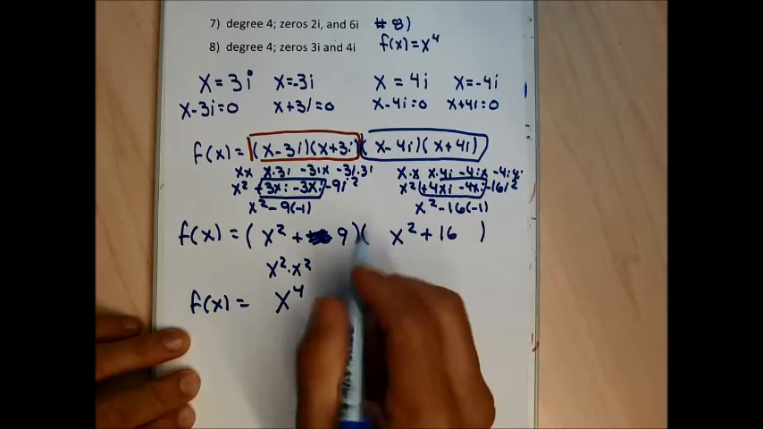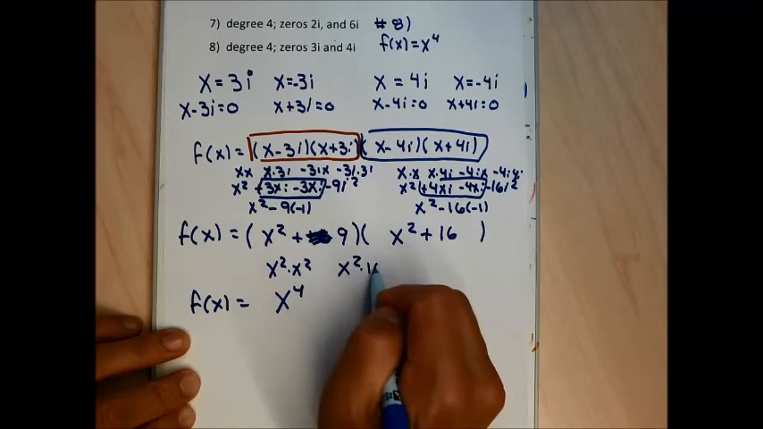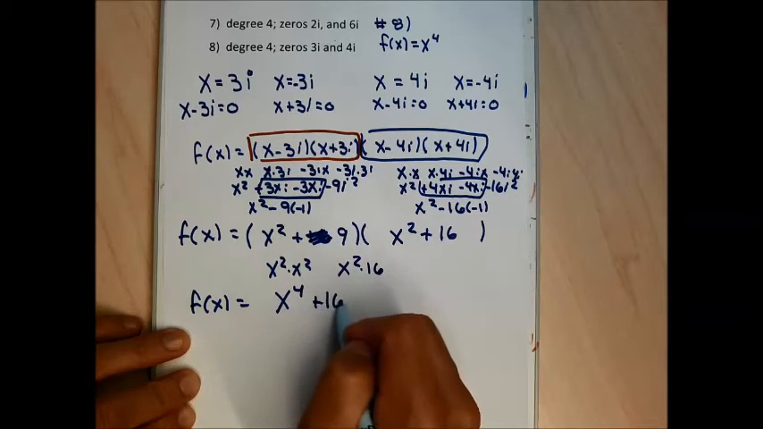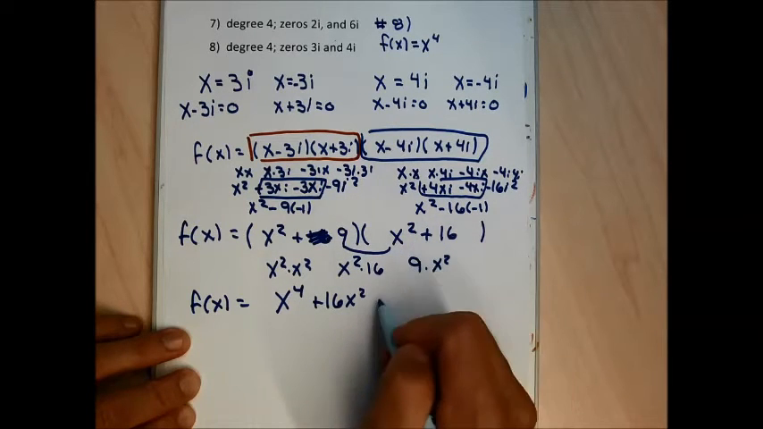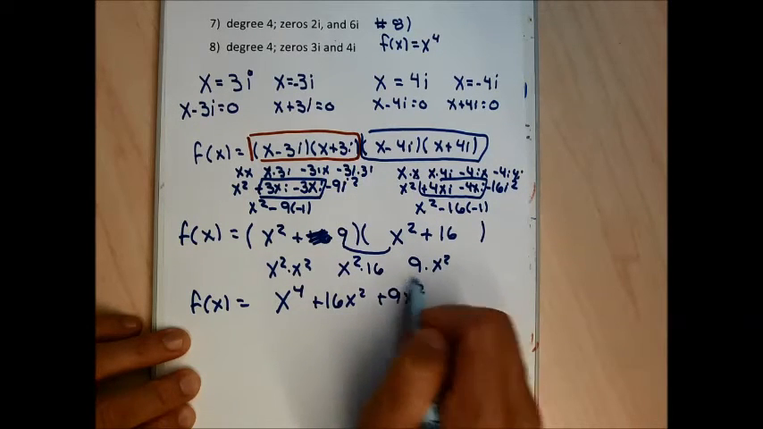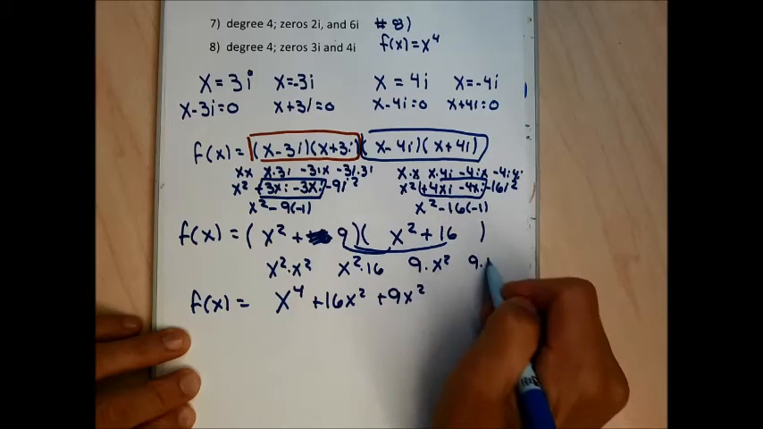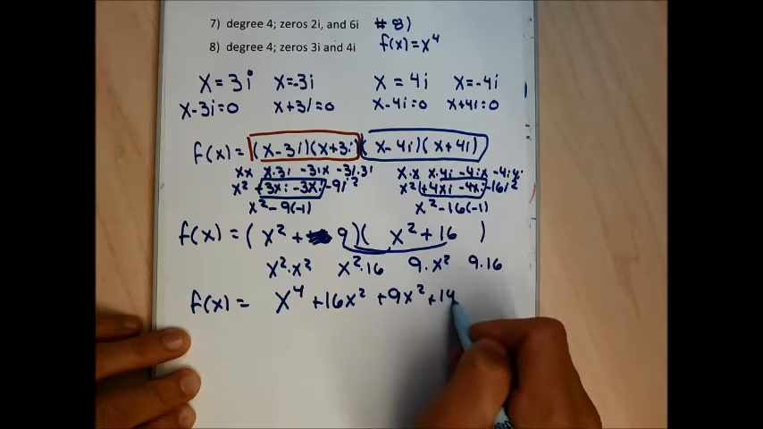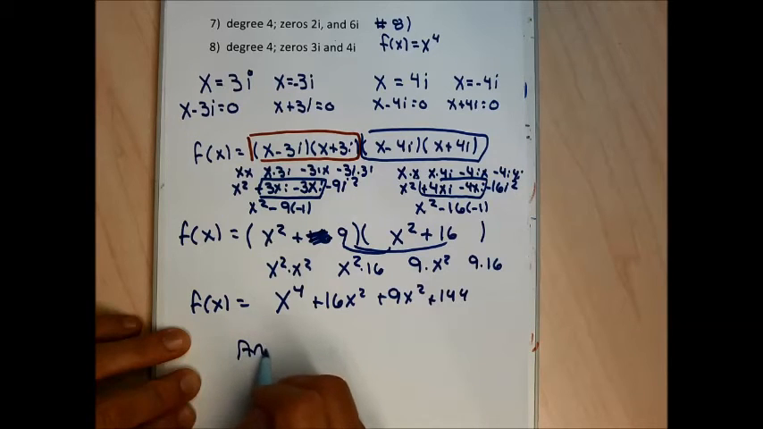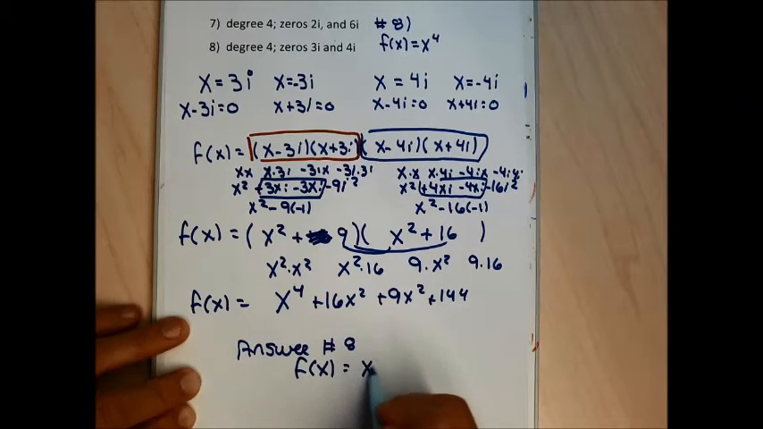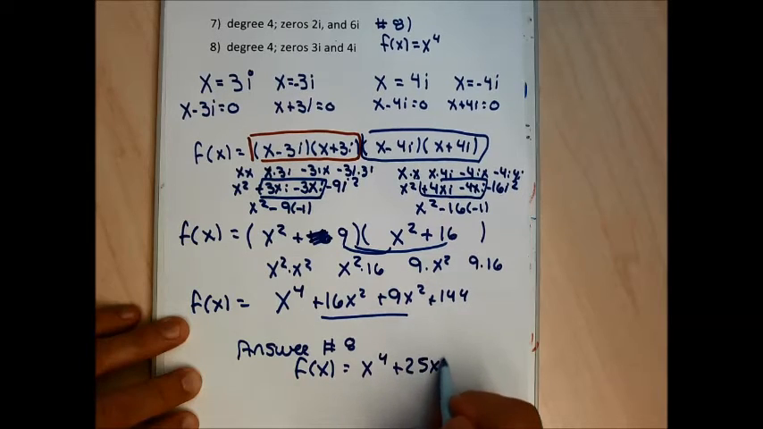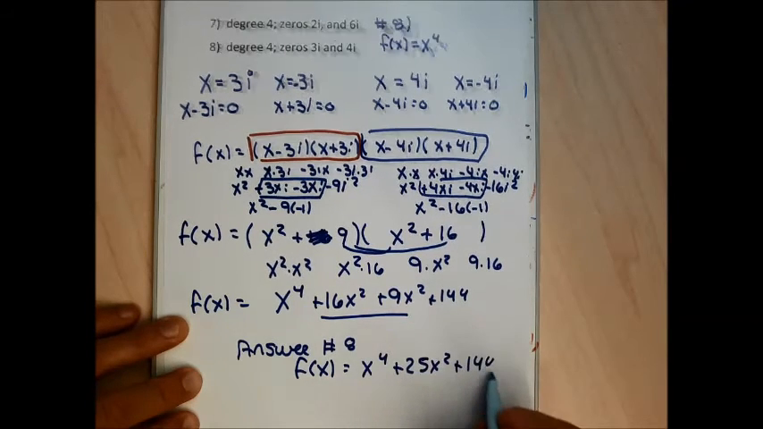Outers are x squared times 16, which is plus 16x squared. Inners are 9 times x squared, which is plus 9x squared. Lasts are 9 times 16, which is plus 144. For my answer for number 8, it's going to be f of x equals x to the 4th. I'm going to combine those and get plus 25x squared plus 144.